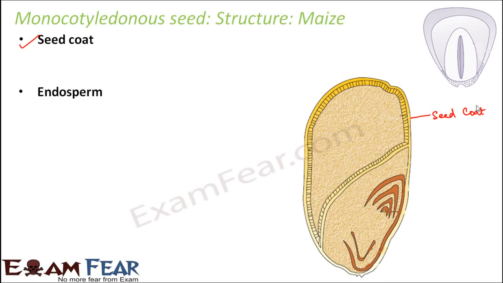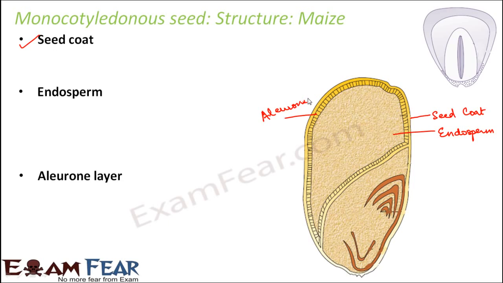The next part is the endosperm. So what is endosperm? This entire portion inside is the endosperm. By now you also know what is endosperm. The third part is an aleurone layer. This is a special layer which is seen here. This layer which you see just after the seed coat, inside, you see one layer, right? This layer is nothing but the aleurone layer.